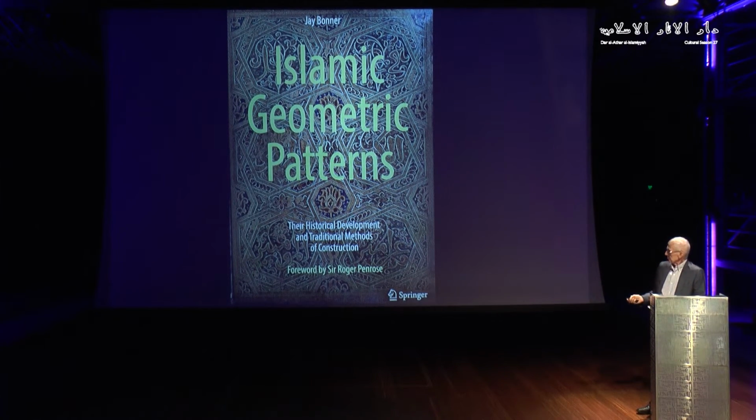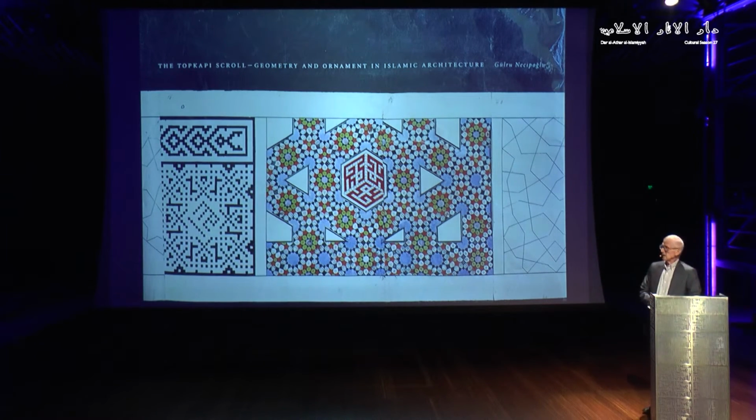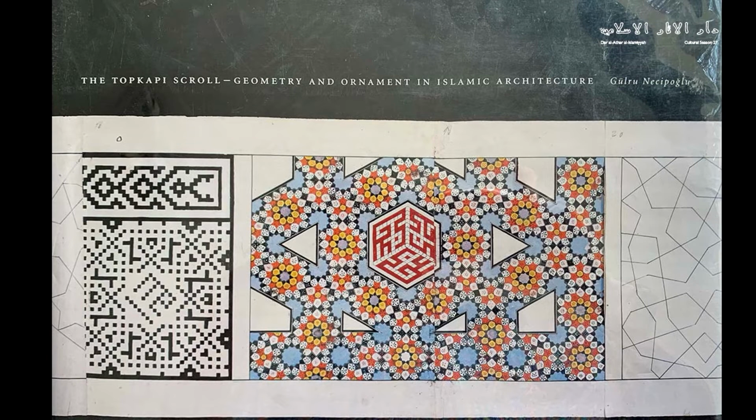You might notice that the foreword is by Sir Roger Penrose, not a familiar name to anybody interested in Islamic art, but he is an extremely well-known mathematician. And in fact, J. Bonner comes to the subject also from a mathematical background. And the controversy that was mentioned in the introduction is one that is still ongoing in the Islamic world.